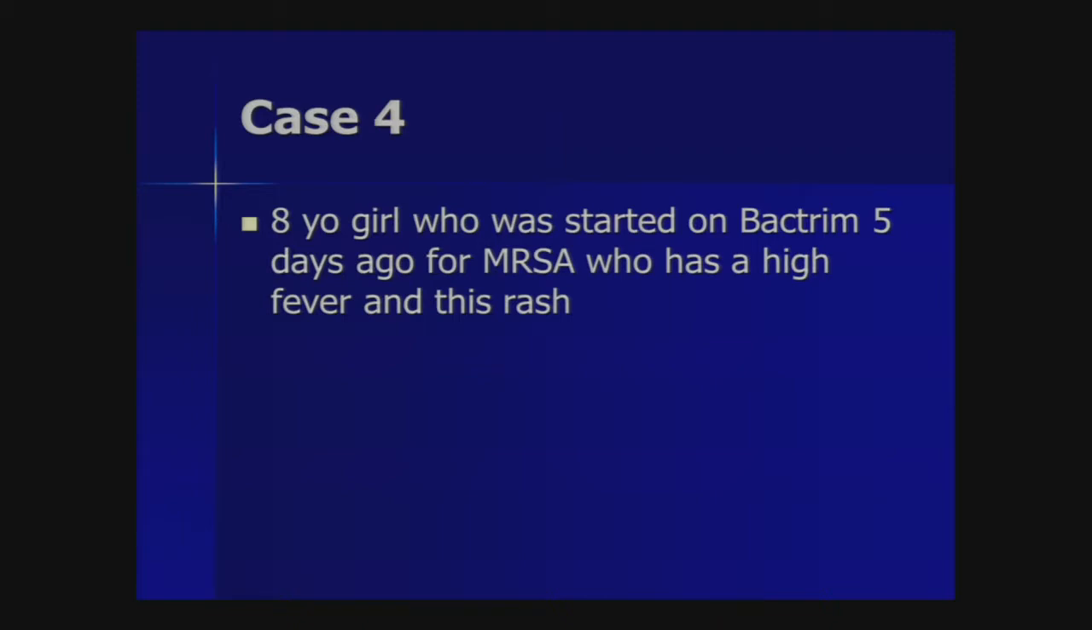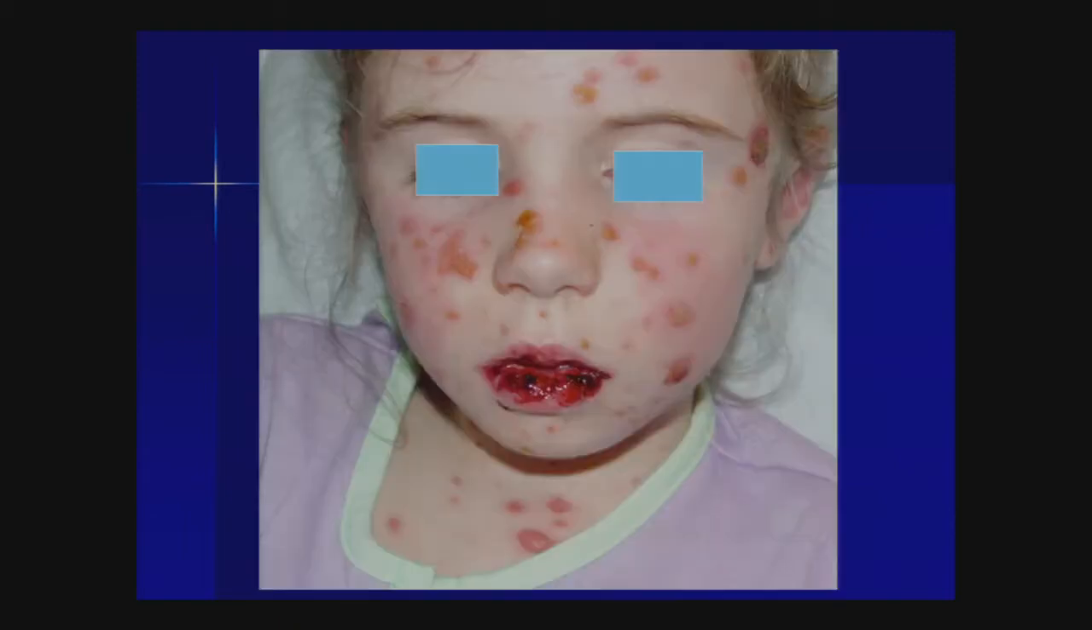So then this next case is what most people probably were starting to think about with the last one. It's an 8-year-old girl who was started on Bactrim only 5 days ago for MRSA, who now has a high fever and this rash. As you can tell, mucous membranes are involved. Her eyes are actually fine. They're clear. She doesn't have any ocular involvement right now.